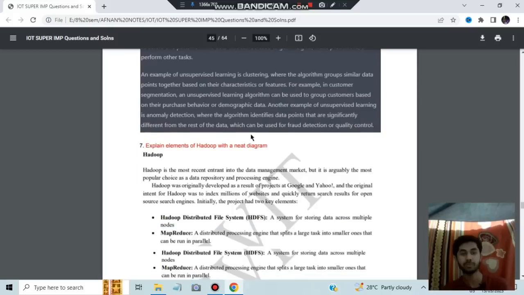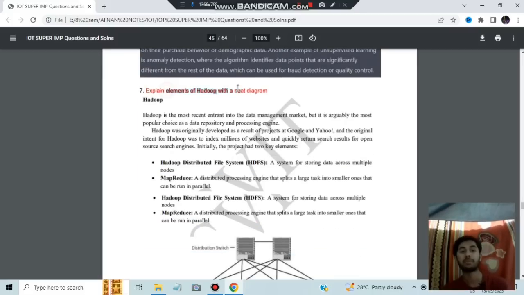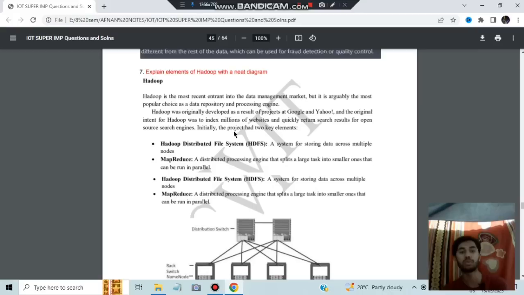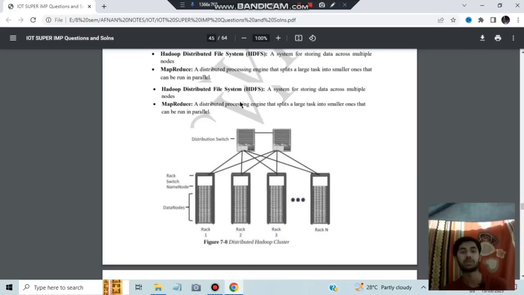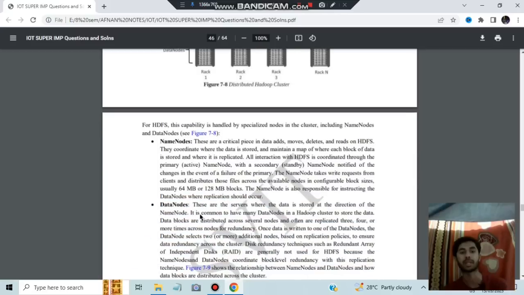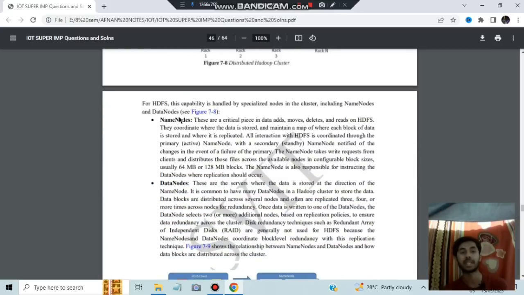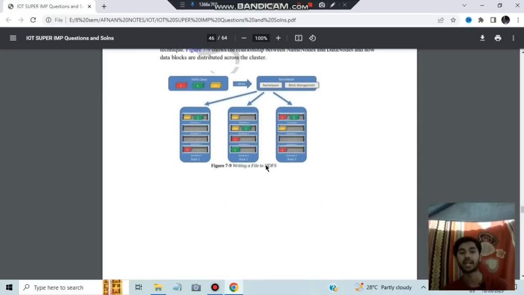Okay, moving on, we have: explain the elements of Hadoop with a neat diagram. So Hadoop is a data management and data storage architecture. It has HDFS, Hadoop Distributed File System, and MapReduce. These two things are there. Here is the distribution switch, and these are the rack nodes and the data nodes present here, which store the information. Two types of nodes are there: name nodes and data nodes. It stores the names and stores the data. And this is the diagram with respect to that.